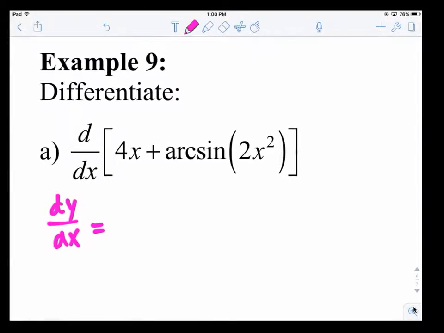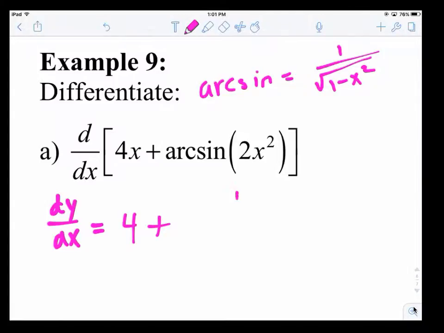All right, so we have derivative of 4x was just 4. Now you have the arc sine of blob, right? So what we're going to do is replace your arc sine derivative formula's one x term with the blob. So usually arc sine is 1 over square root of 1 minus x squared. So what we're going to do is plug in 2x squared in for x.